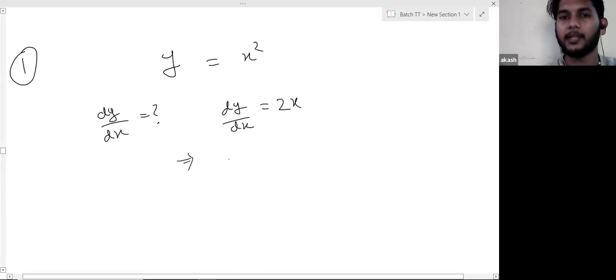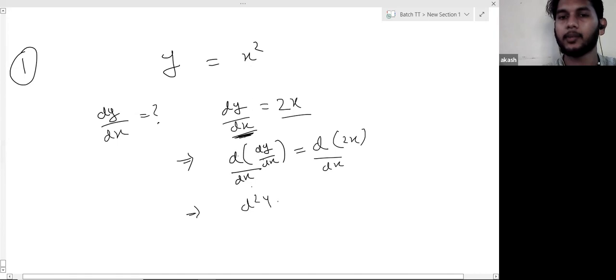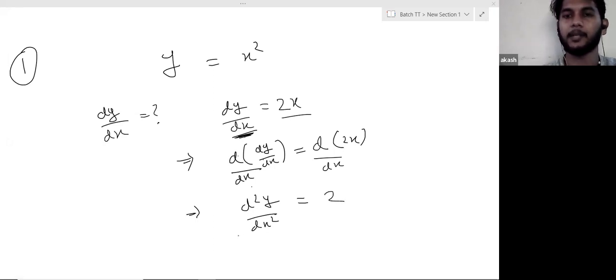If you differentiate this again, then how do we write d upon dx of dy by dx? We know this is a function, right? So d by dx of this function, so d by dx of 2x. So this we write d square y upon dx square, which is equal to the differentiation of 2x, which is 2. This is the final answer. All right, absolutely right, Zayed.